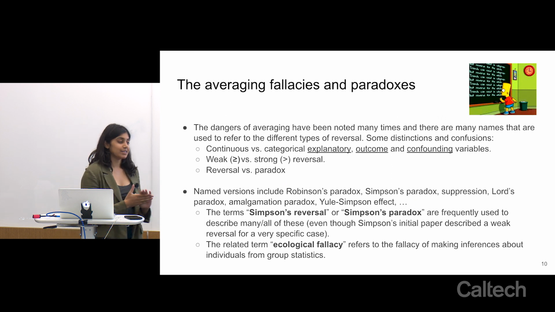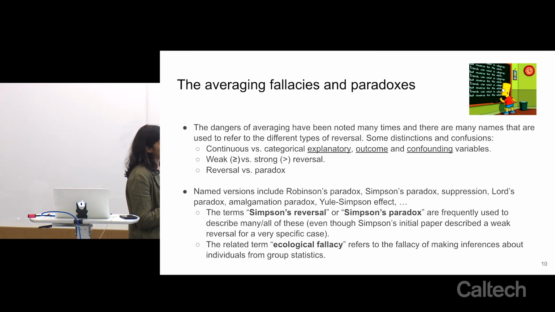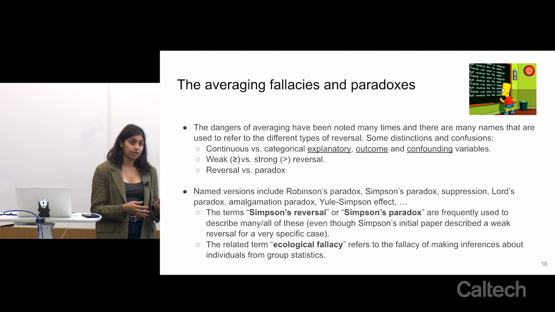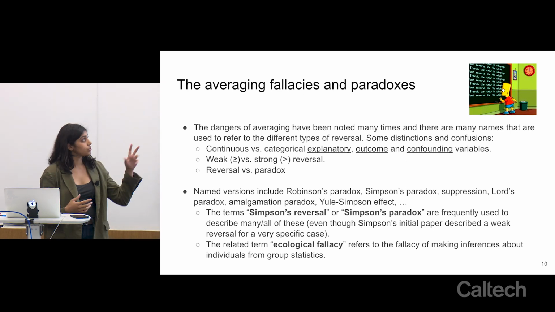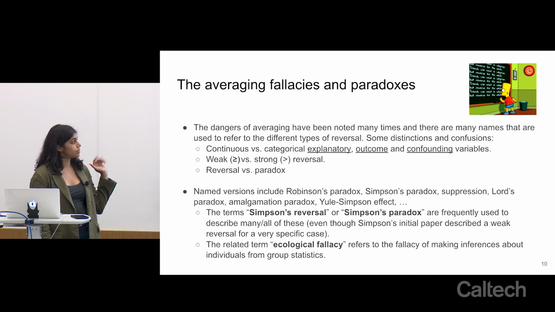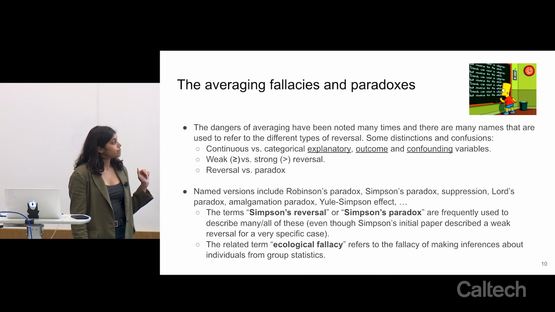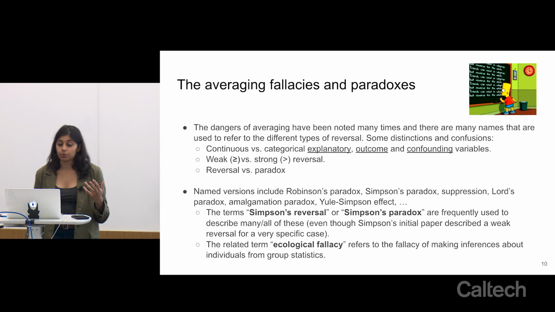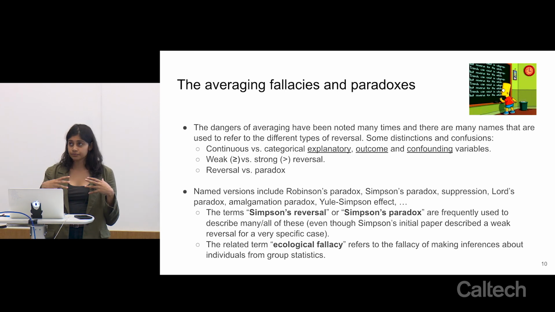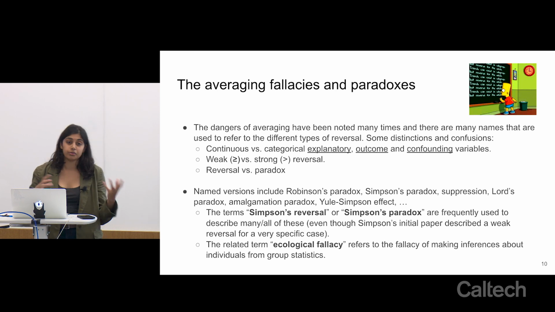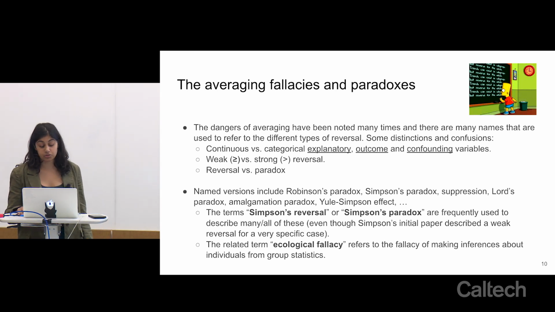So this is more to get across the point that there are many different ways in which you can get this sort of averaging paradox. A lot of these examples are actually from the social sciences. The idea is that this is something important to pay attention to, and that different ways of grouping your data can give you different trends, which may or may not be relevant to the analysis you want to do.